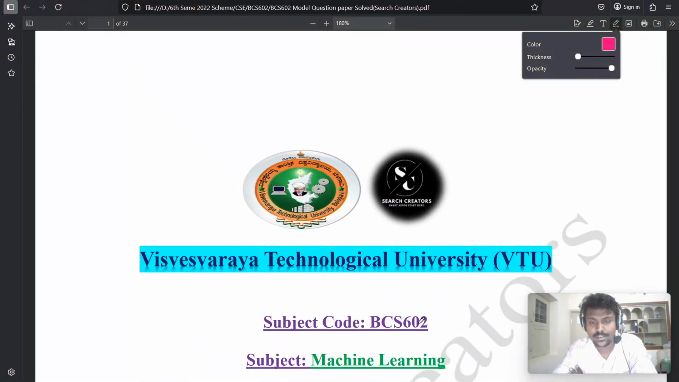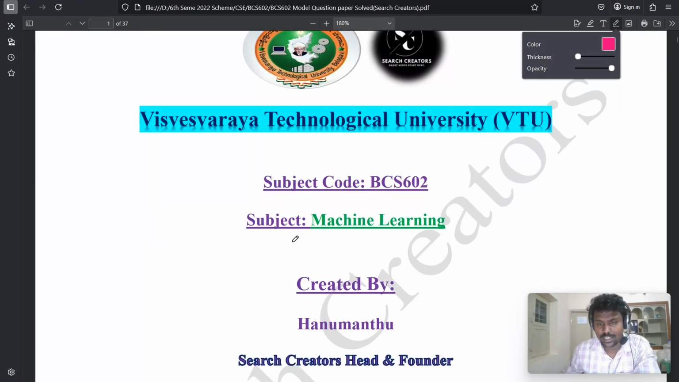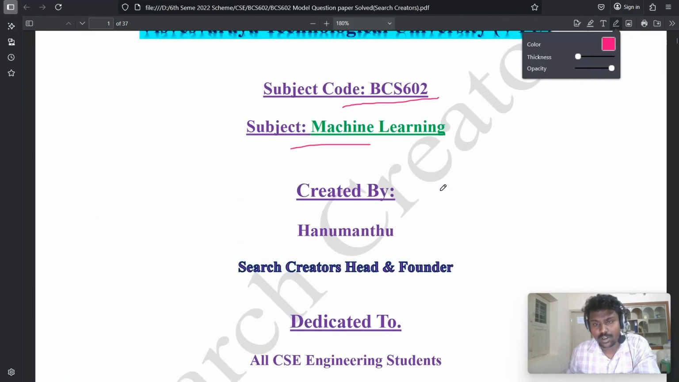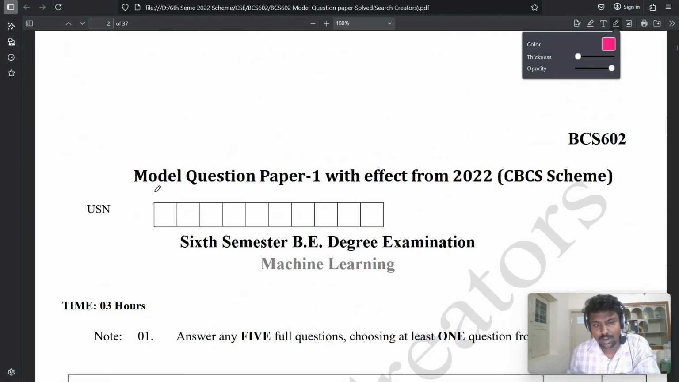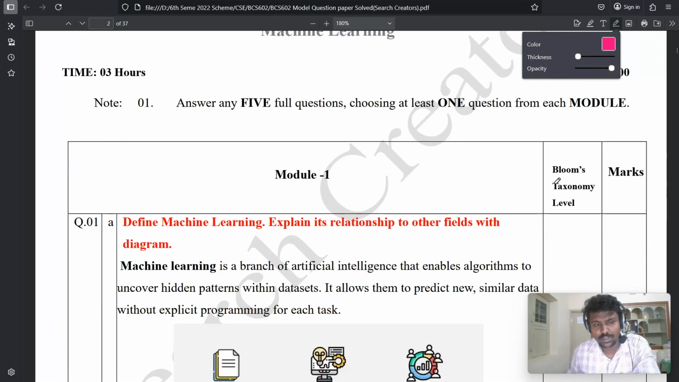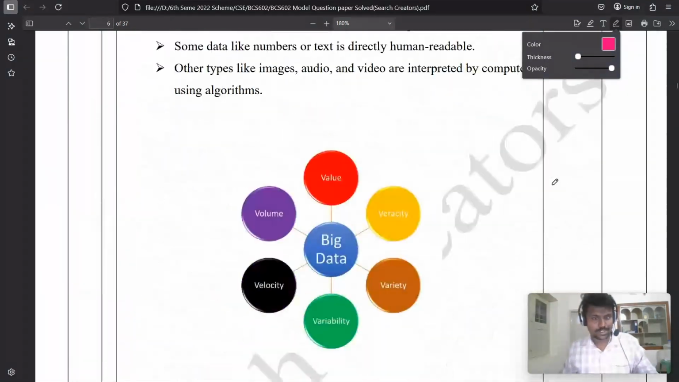Okay, in the previous video we discussed the fourth beam in machine learning. The subject course code is BCS602 and this is the model question paper solution. In the previous video we discussed the fourth B question.